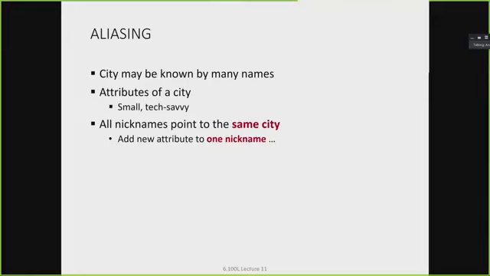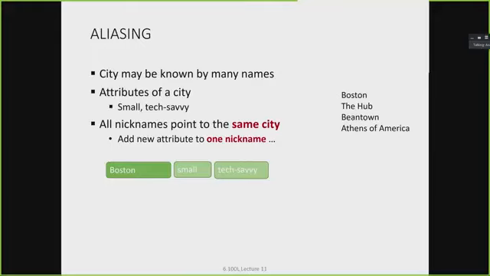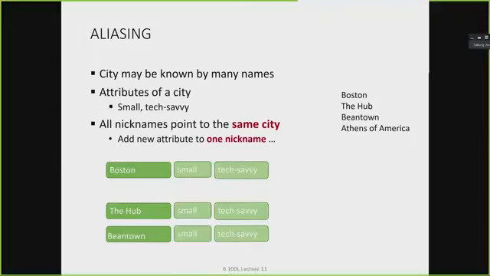So if we think about a city, for example, Boston. An alias for Boston is basically any other name that refers to the same city, right? The same object. So Boston, also known as the Hub or Beantown or Athens of America. All of these names refer to the same inherent city, right? So if I say Boston is small and tech-savvy, then those two attributes or properties refer to this object itself, right, the city. So the Hub is small and tech-savvy, or Beantown is small and tech-savvy, right? It doesn't matter what name I refer to this object as. The same set of properties still apply to it.